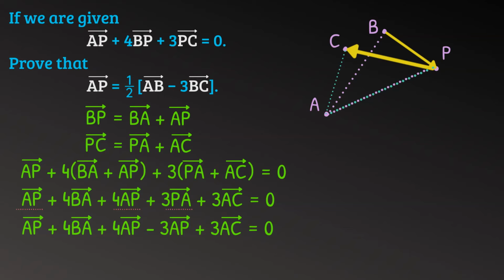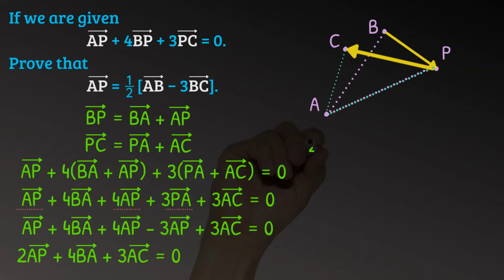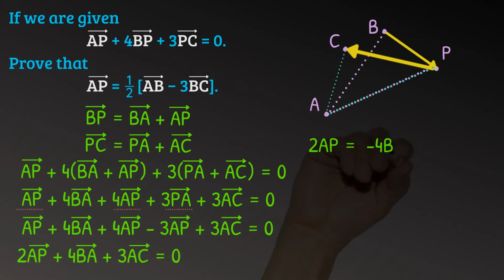Then we can tidy it up a bit by adding all the AP terms together. And then if we move the last two terms onto the right-hand side of the equal sign, we get 2AP is equal to minus 4BA minus 3AC. So it looks like we're getting nearer the proof, but we're not quite there yet.